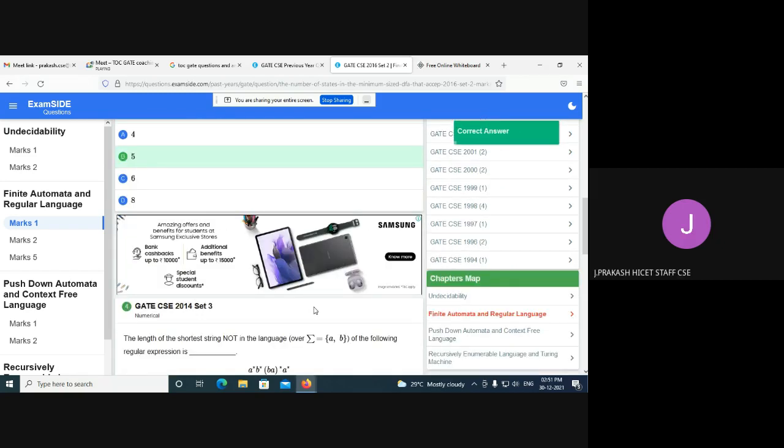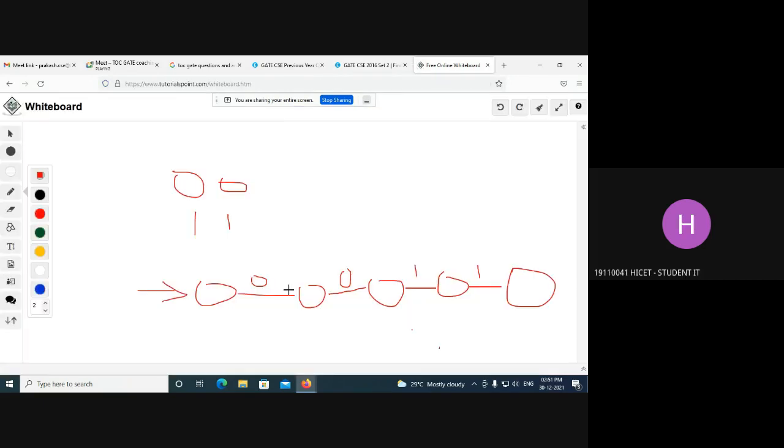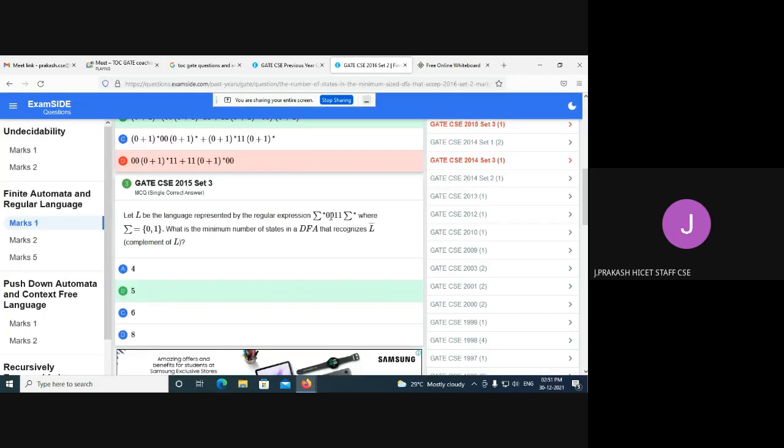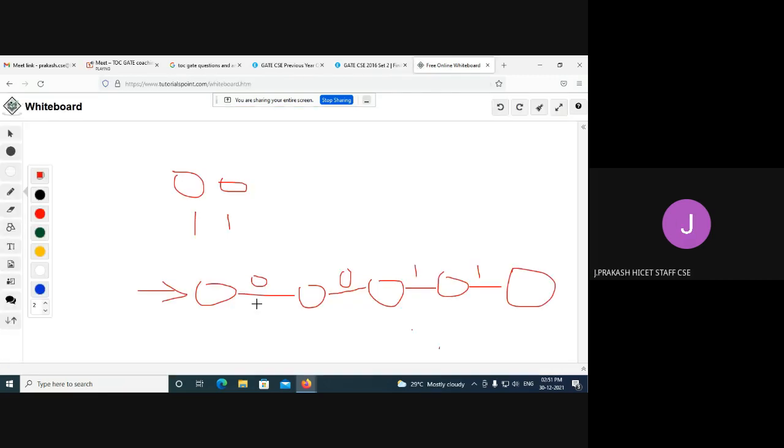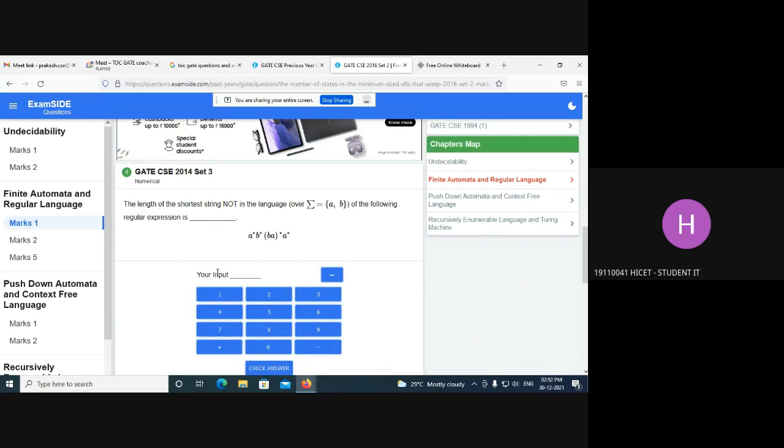Do you understand how? See the diagram. What is the input? Two zeros, two ones. So this is 0, 0, 1, 1. State 1, 2, 3, 4, 5. The number of states required is minimum 5. This is how you need to draw. Are you clear? Okay. See the next one.